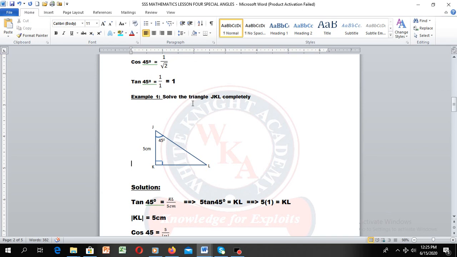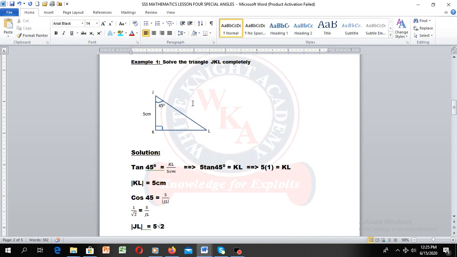1 over root 2, square root of 2. Therefore, cos 45 is written as 1 over root 2 is equal to 5 over JL. And therefore, we're going to cross multiply. So JL multiplies 1. JL times 1 is JL. Then root 2 multiplies 5. That will be 5 root 2.